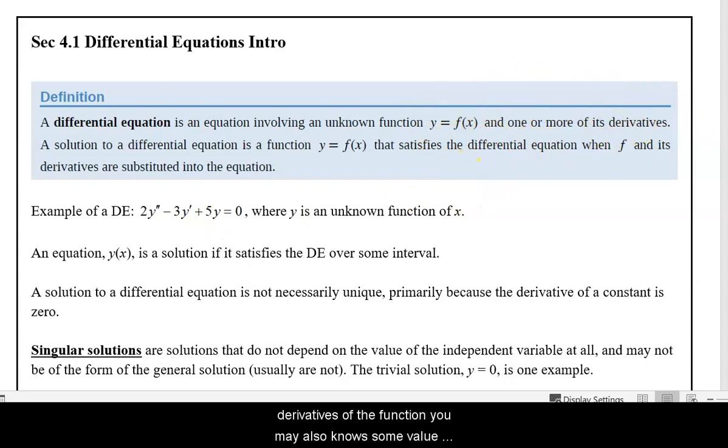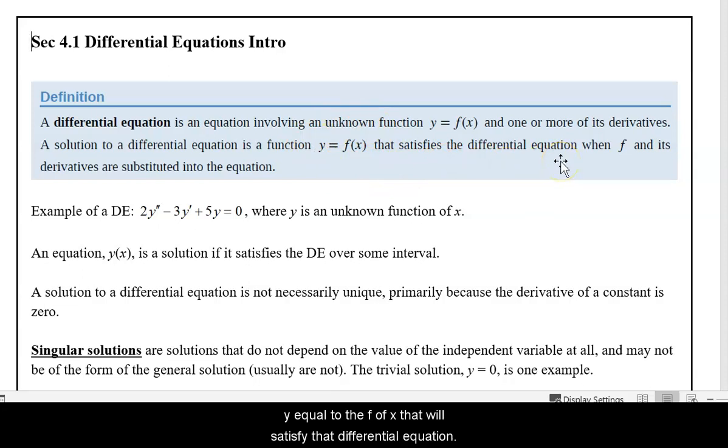You may also know some value, such as the initial population or the number of bacteria originally present, or in the case of a body, you know what their temperature was roughly at the time of death. Then you can take the equation where you don't actually know y, but you know something about the rate of change related to it and maybe an initial value, and you can solve that equation to find the equation y equals f of x that will satisfy that differential equation.